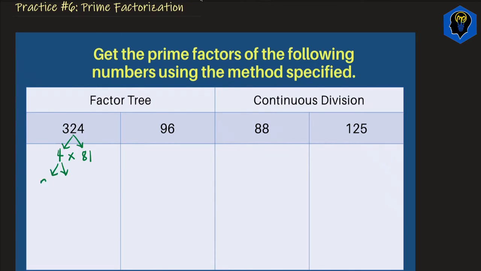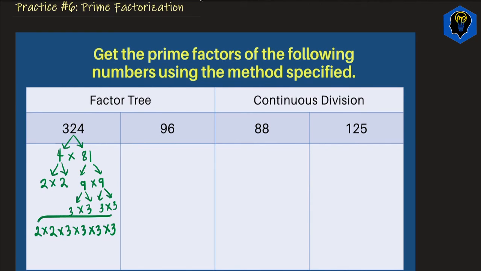And then, 4 is 2 times 2. Then, 81 is 9 times 9. And syempre, yung 9, that's 3 times 3. So, if we're going to list the prime factors of 324, that will be 2 times 2 times 3 times 3 times 3 times 3. That is the final answer.